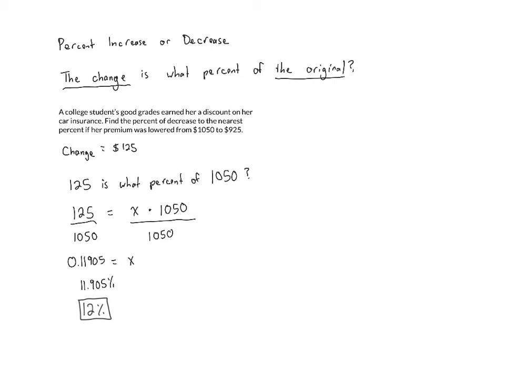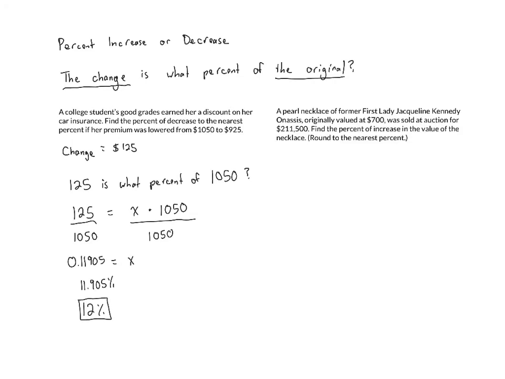All right, let's do another one. A pearl necklace of former First Lady Jacqueline Kennedy Onassis, originally valued at $700, was sold at auction for $211,500. Find the percent of increase in the value of the necklace, round to the nearest percent. Again, we need to figure out the change so that we can write the change is what percent of the original. We're not given the change. We're given the new price and the original price. To figure out the change, we have to take the difference.